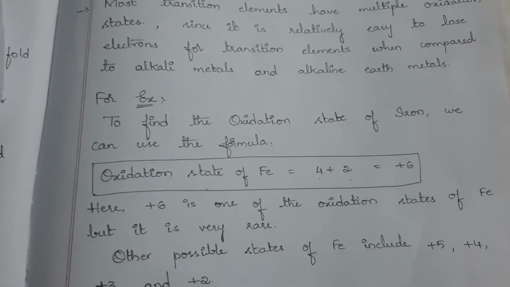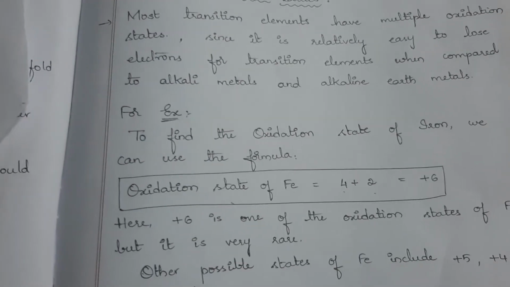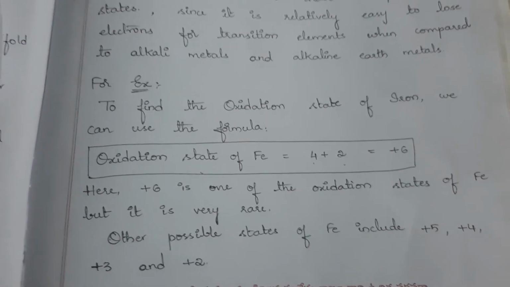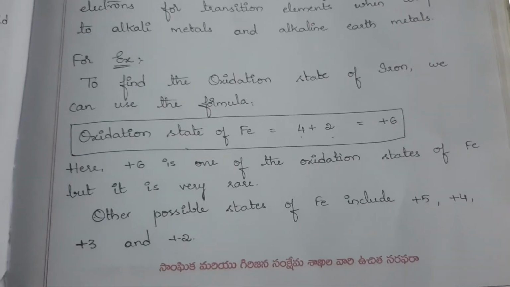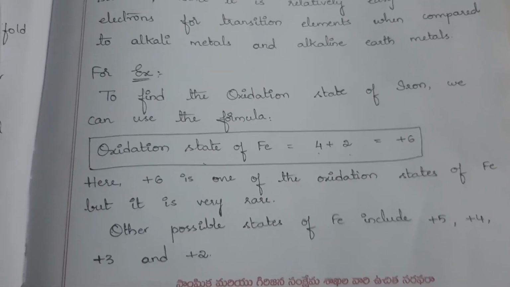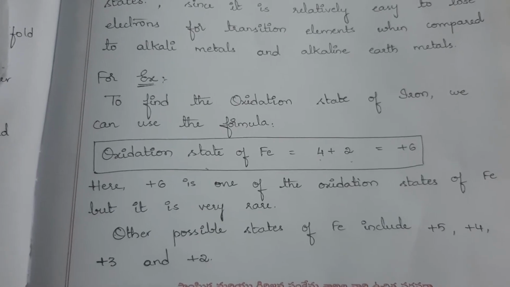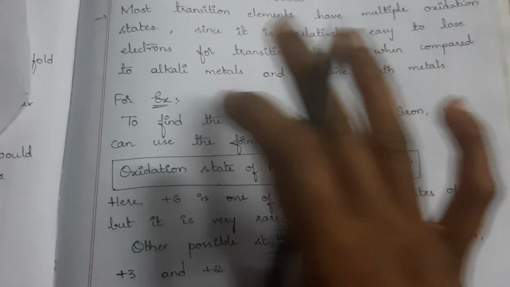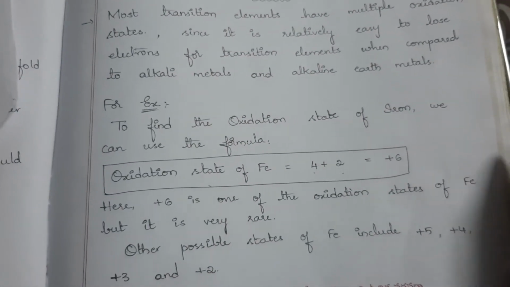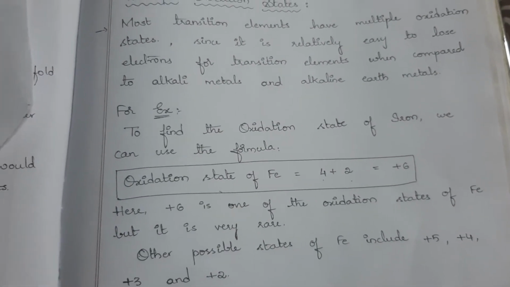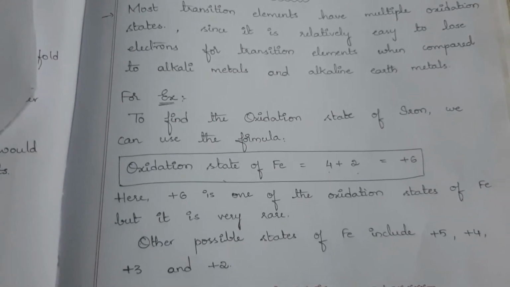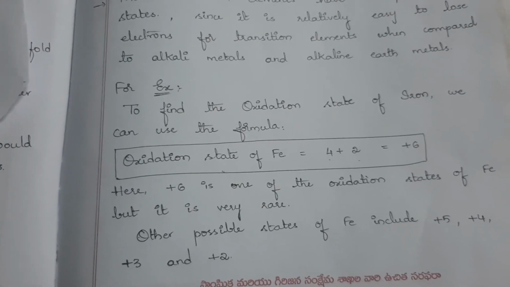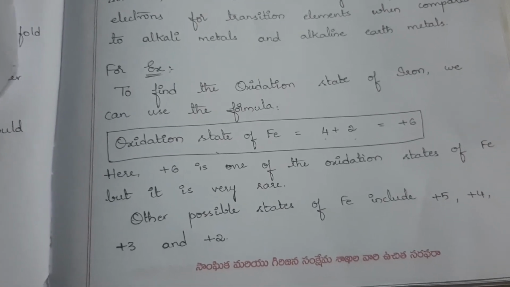In the previous video we noted the various oxidation states of the 3d transition series. The other possible states of iron include plus 5, plus 4, plus 3 and plus 2. Another main point is that this formula is applicable only to some of the elements, except chromium and copper. These two are exceptional and the remaining elements can follow this formula.